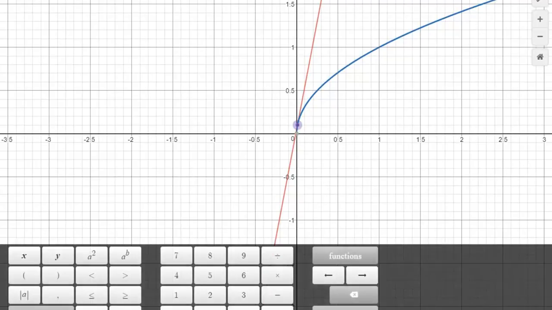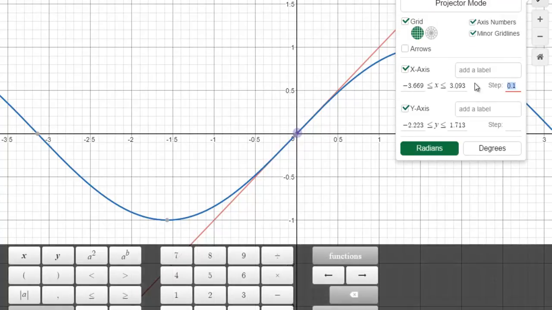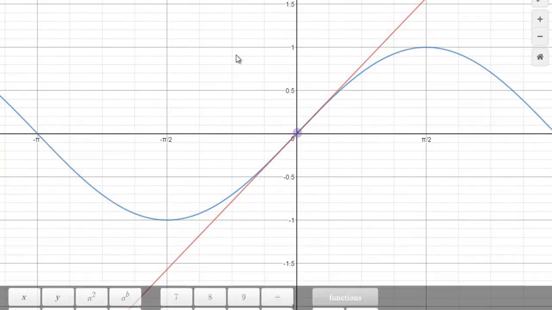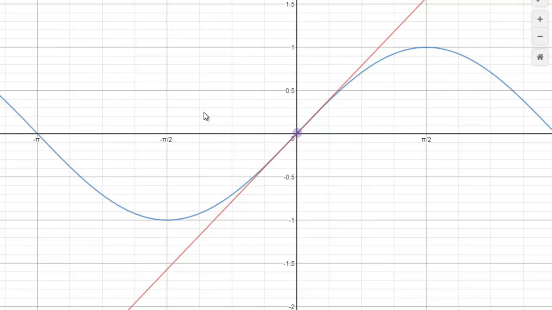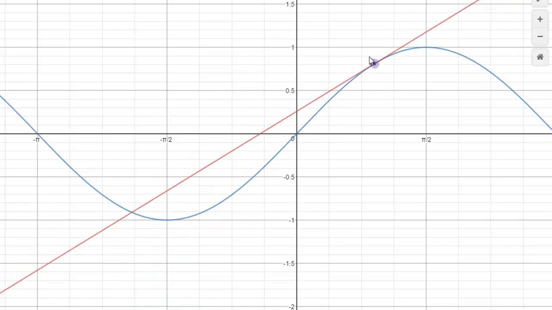So let me go back to sine x. Okay. Now let's talk about a few more things. Let me change this back to pi over 2. All right. Now we talked about at the beginning of this chapter that one way to talk about finding the slope of this red line, or the tangent line, would be to use secant lines to approximate it.